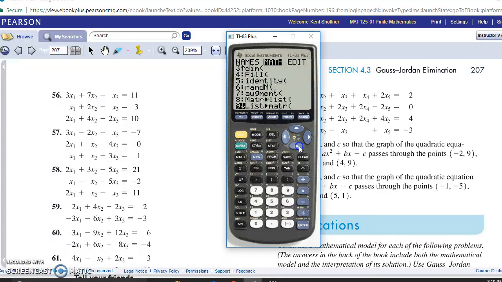I want RREF, so I scroll down to RREF, hit enter, go back to the matrix menu, put the matrix in there. It was matrix A, so I just hit enter, close the parentheses, and I hit enter again. And look at that, another row of zeros for all real numbers. So we have to say let x sub 3 equal t, and t is any real number.